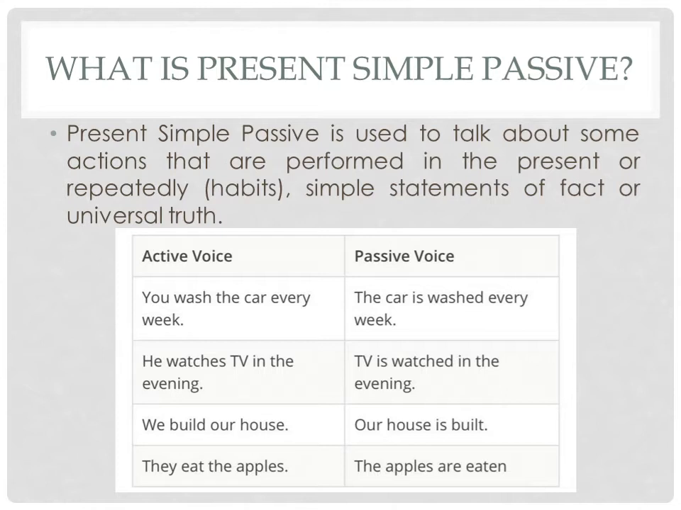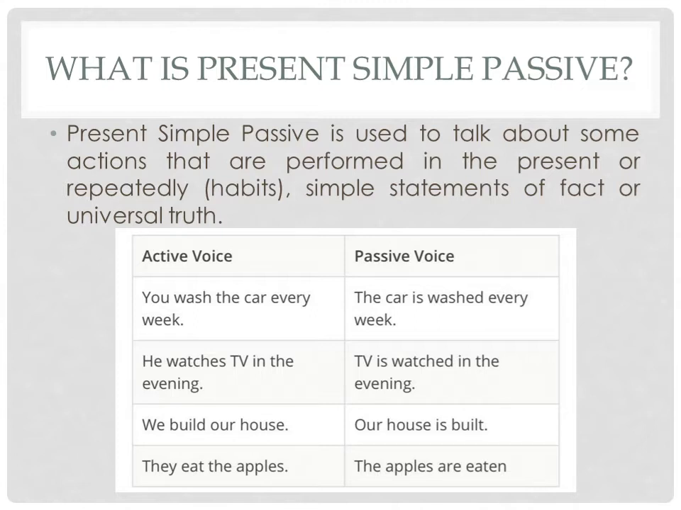Also, you look at the subject. In active voice, the subject is in the first position, you. But in passive voice, the first agent is the car. You see, the object is in the first position in the sentence.